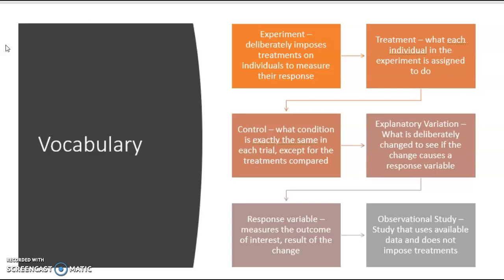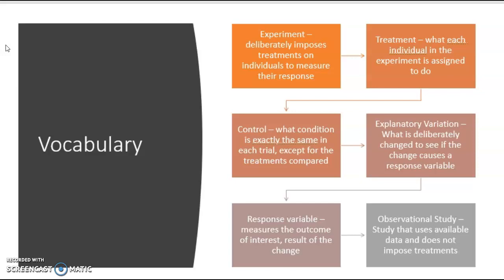Control. What condition is exactly the same in each trial? Basically, the more you control, the less likelihood that your results will be due to something else. If you really want to zero in on whether something makes a difference, then you need to limit outside interference. So you want to work on the controls. Better examples coming up.